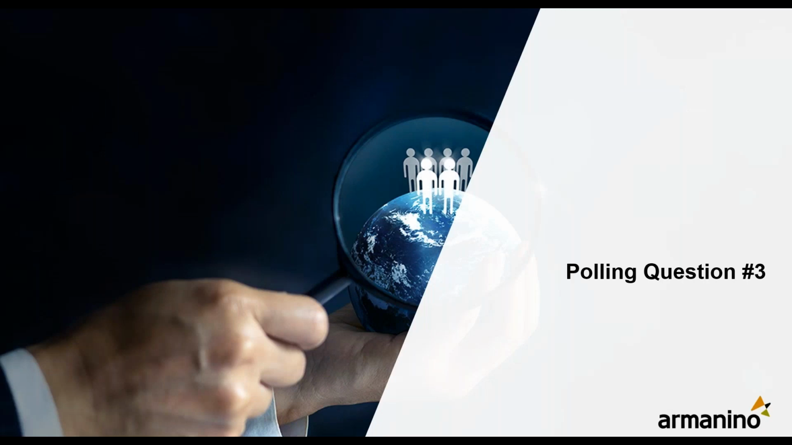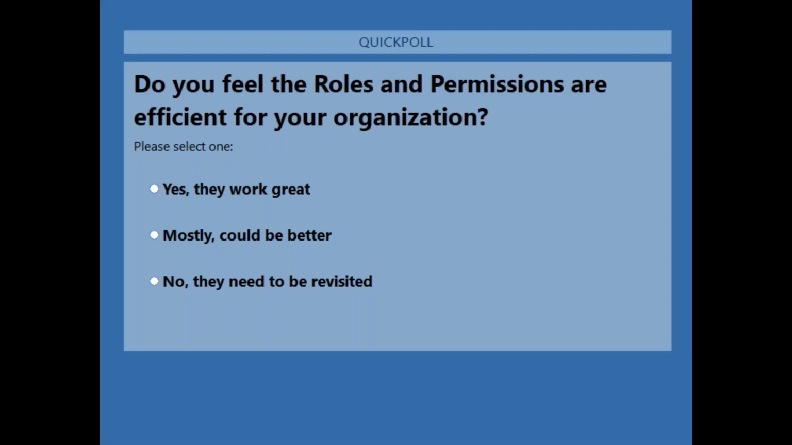All right, and look, we're already to polling question number 3. Nice. All right, cool. So, polling question number 3. Do you feel the roles and permissions are efficient for your organization? Yes, they work great. Mostly could be better. Or no, they need to be revisited. All right, just one more minute here. Make sure everyone gets their answer in.